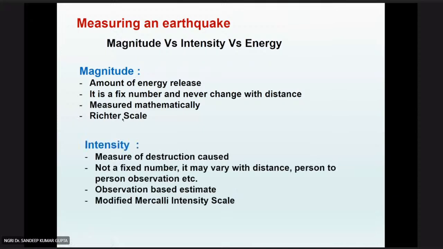But intensity is measured based on the destruction. So it can vary. Suppose an earthquake in one part of a city or at one location can produce more destruction, but at more or less the same distance it produces less destruction. So it does not mean that the magnitude is different for that earthquake at 2 different places. It is the intensity which is varying. So it is mainly based on the observation, and this we represent using the modified Mercalli intensity scale.